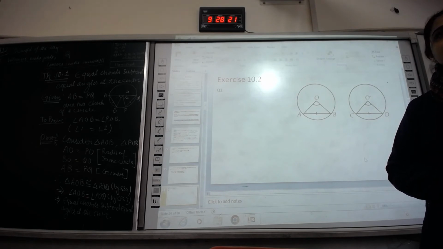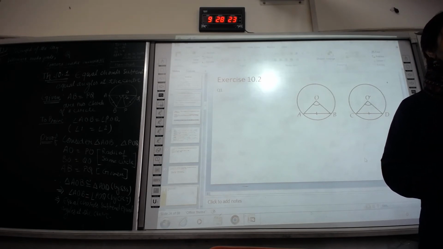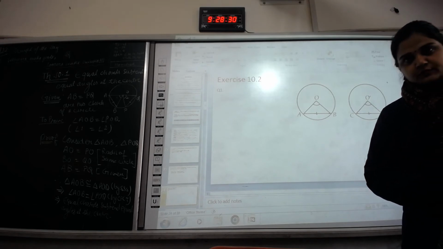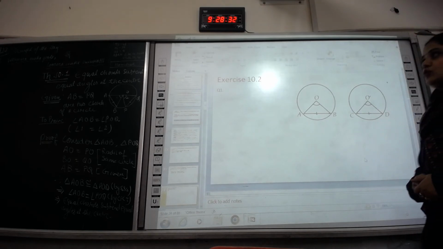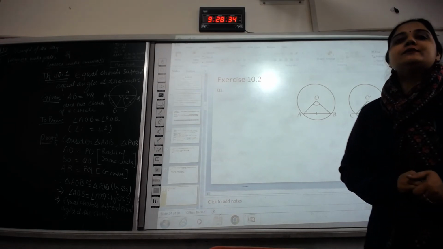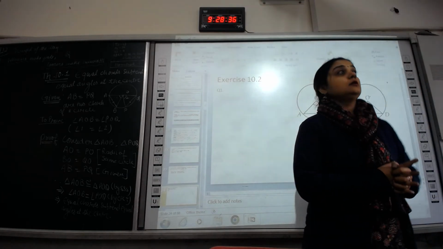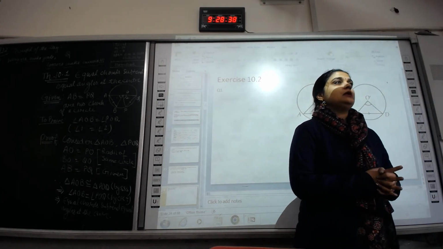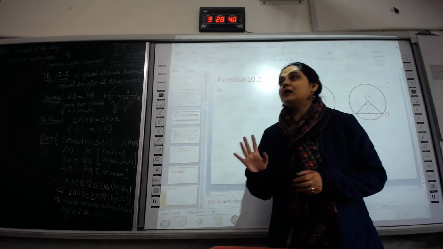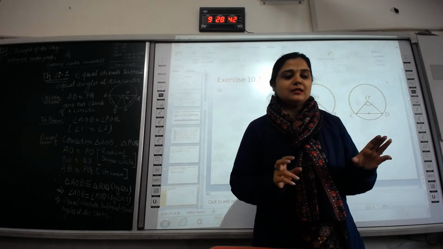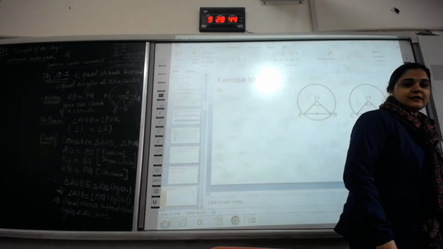Recall that two circles are congruent if they have the same radii. Prove that equal chords of congruent circles subtend equal angles at their centers. Exactly. So, what do you mean by congruent circles? Ma'am, they are same. Same means same radius. So, two circles are said to be congruent if they have same radius.